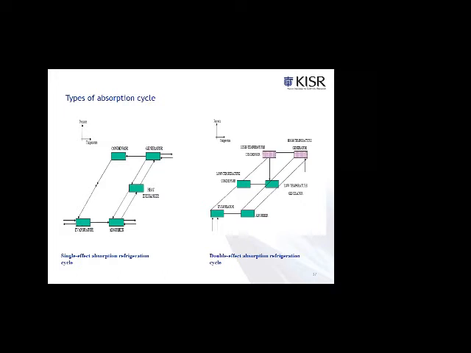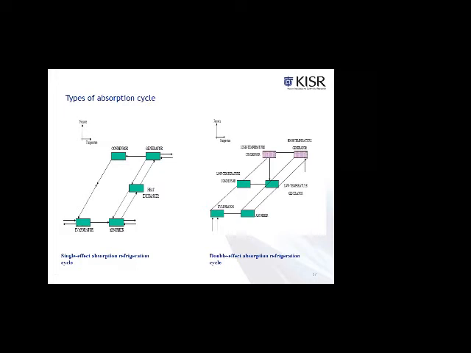So what happens is you introduce the heat to the generator of the cycle, and this is how it starts: generator, condenser, valve, evaporator, then the absorber. And this goes back to the generator. It completes the cycle. We don't have to go deeply into the process. I just wanted to say that we have the option of an absorption cycle to use solar to run it.